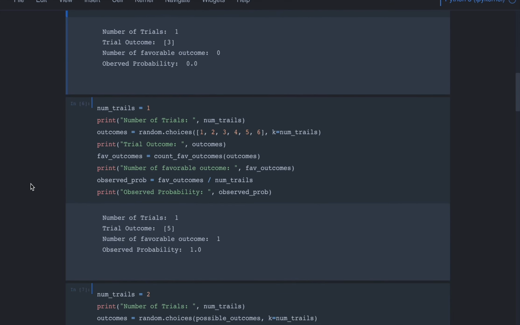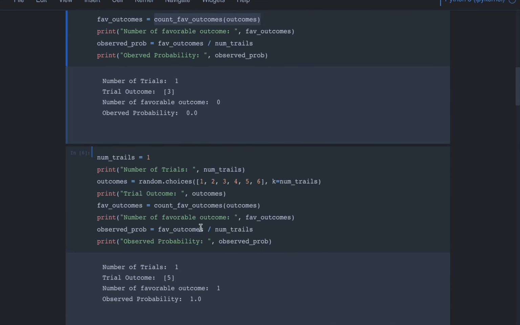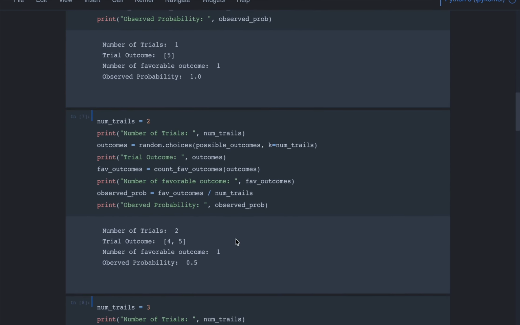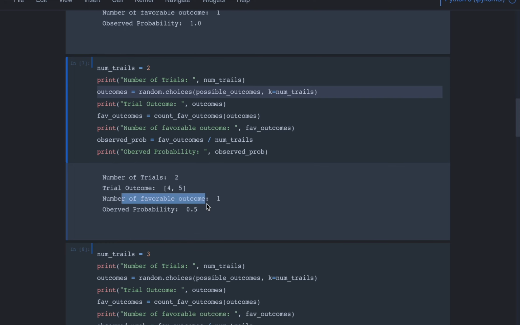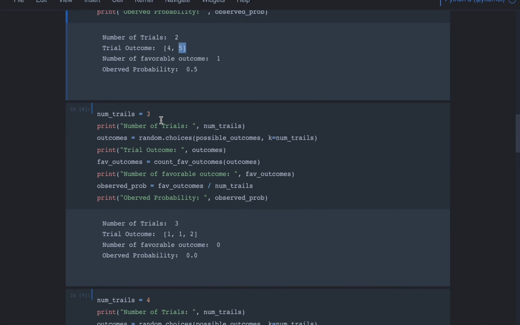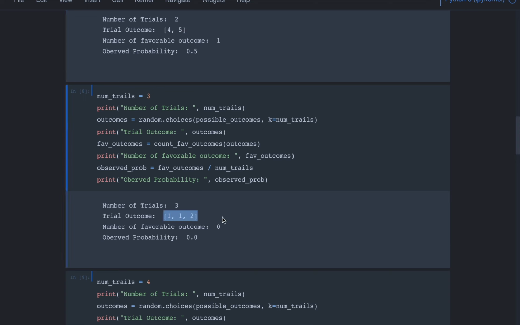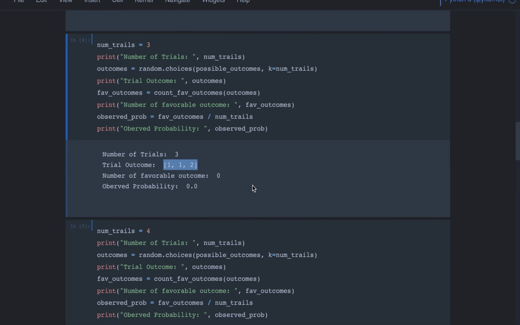So let's roll the dice one more time. Let's say we are rolling the dice twice. This function returns a list with 2 values. When we roll the dice the first time, we got 4, and the second time, we got 5. So the number of favorable outcomes is 1, because of the 5, and the observed probability is 1 over 2, that's 0.5. Now if we repeat the experiment 3 times, in this case it happened that we got all 3 numbers below 4. So again the probability comes out to be 0.